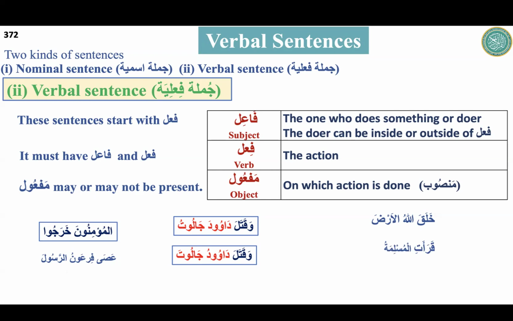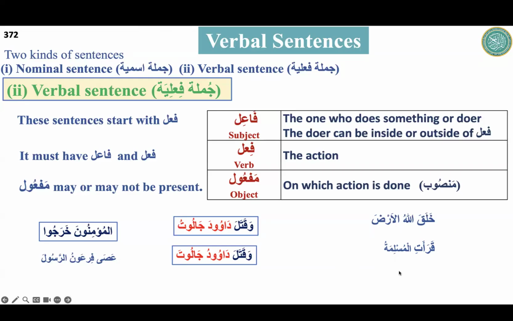Brother Tamur, can you please explain this sentence? Which one? This one: qara'at al-muslimatu. This is a verbal sentence. It starts with the verb qara'at, and it's third person singular. So the inside doer is she. We have to look for an outside doer. Outside doer should be marfu', it should be in rafa status.